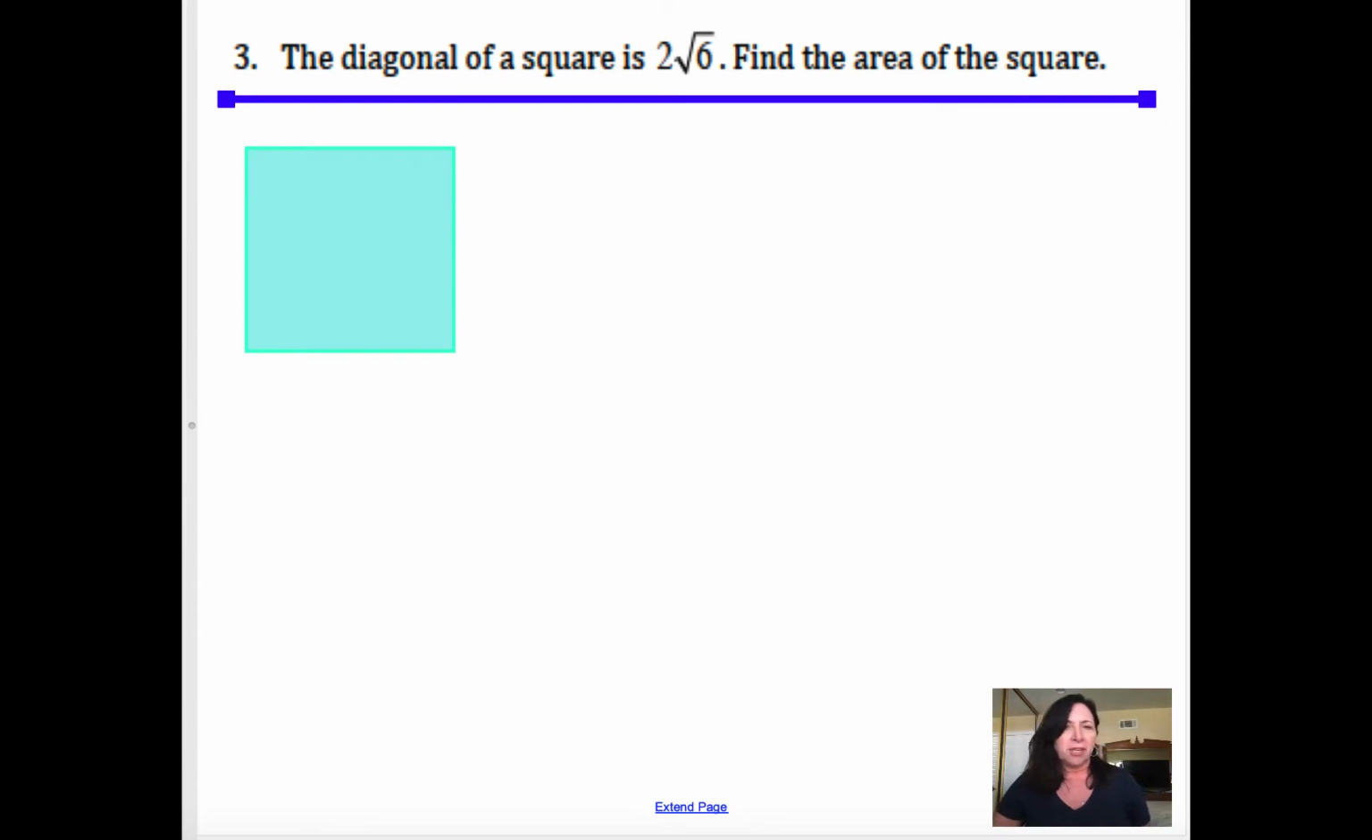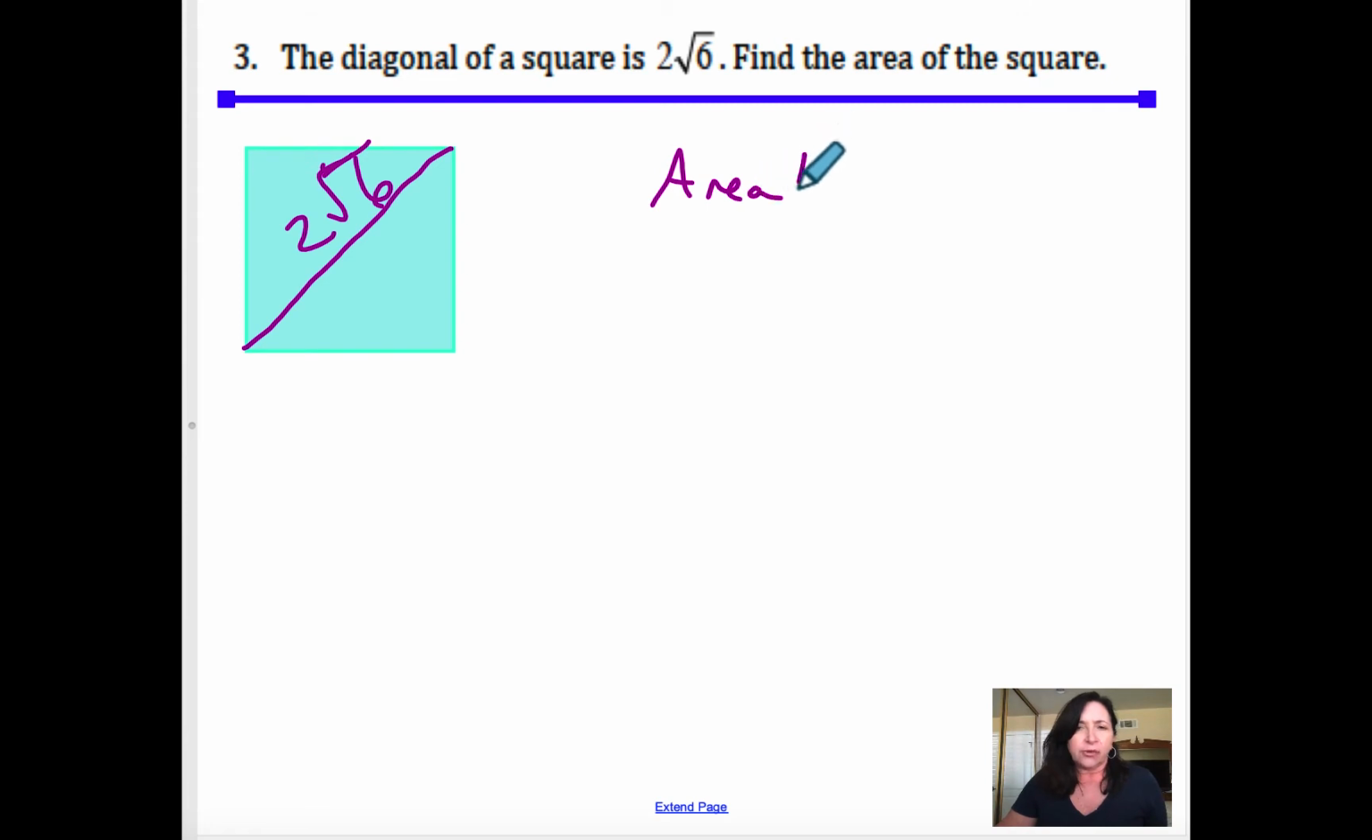For this problem here, we have a square. It says that the diagonal of this square, here's my diagonal, is equal to 2√6. Your job is to find the area of the square. Well, the area of a square is equal to base times height, or side squared, right? Because the base and the height are the same value. So you can say base times height, you can say side squared. Regardless, we still have to find the side, and we only know the diagonal.